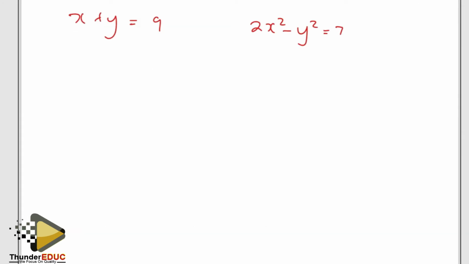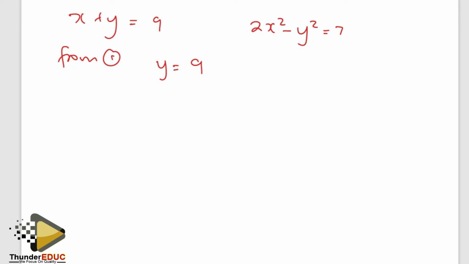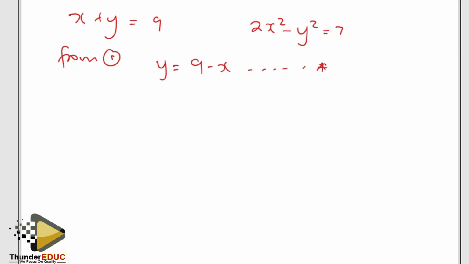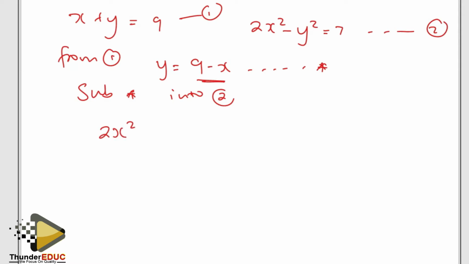So from equation 1, I'll say, let me make y the subject. Which means my y is going to be 9 minus x. I'll call this my equation star, or equation 3. And then I'll substitute my equation star into equation 2. Where there is y, I replace with that. So that's going to be 2x squared minus (9 minus x) squared is equal to 7.